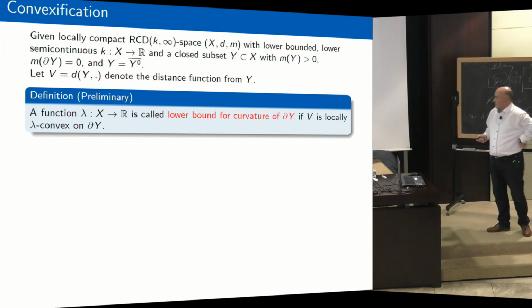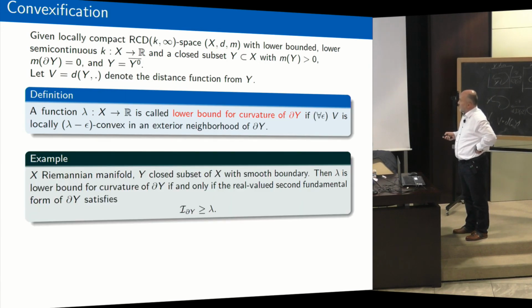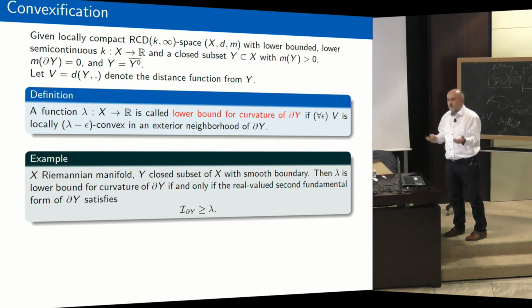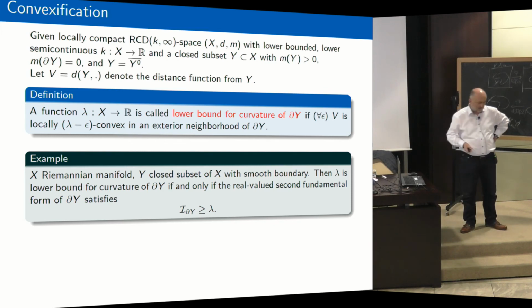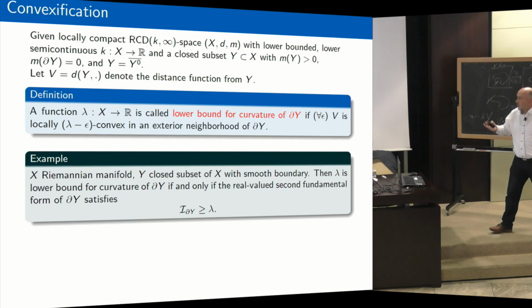So this will be our preliminary definition. It's a little bit improved. We say it's a lower bound for the curvature if for all epsilon this V is lambda minus epsilon convex, not only on the boundary, which would be a void definition, but in an outside neighborhood of a boundary. So if you have a boundary, you choose locally an epsilon neighborhood, and in this epsilon or delta neighborhood, depending on epsilon, this should be lambda convex in the sense of this standard definition of convexity, or lambda minus epsilon convex.